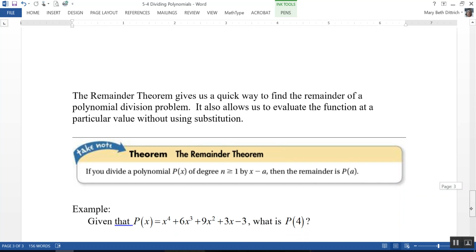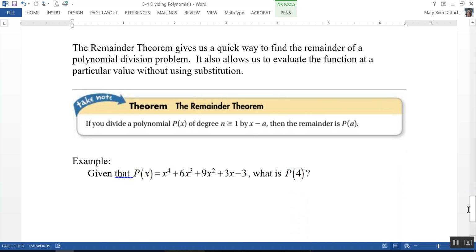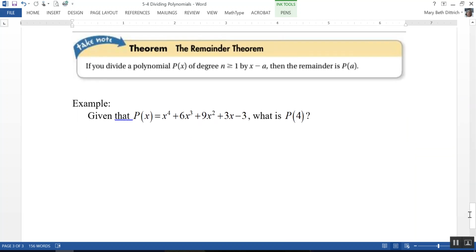And the last thing we're going to take a look at here is the remainder theorem. It gives us a quick way to find the remainder of a polynomial division problem. It also allows us to evaluate the function at a particular value without using substitution. So let's take a look at this example. So given that p of x is x to the fourth plus 6x cubed plus 9x squared plus 3x minus 3.